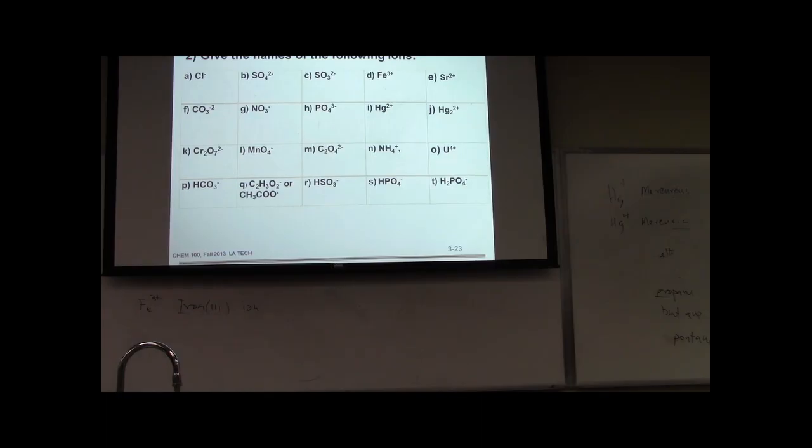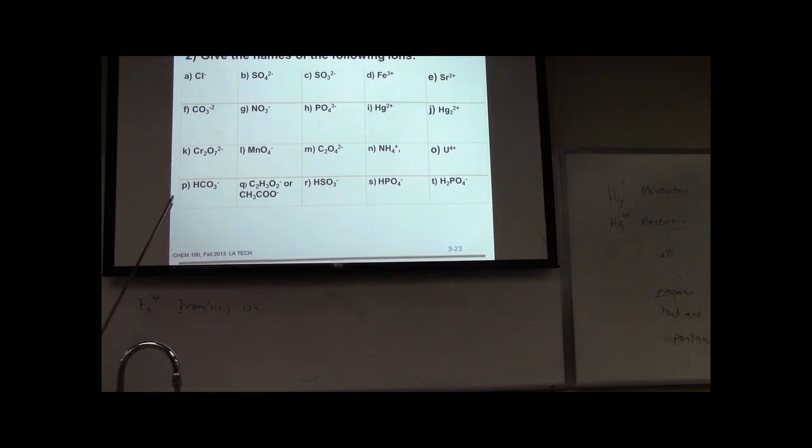Ammonium ion. All right. Uranium, what? 4 ion. Why does uranium have to be in parenthesis 4? Because it's a type 2.